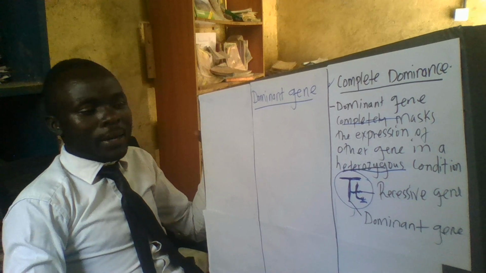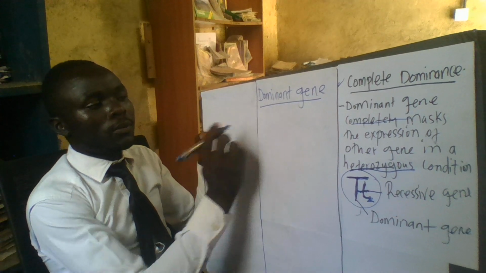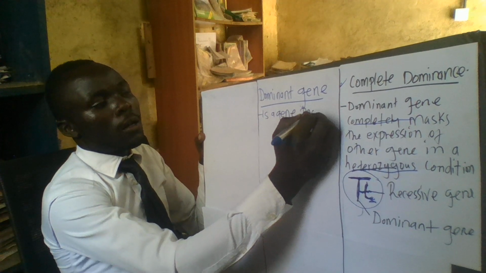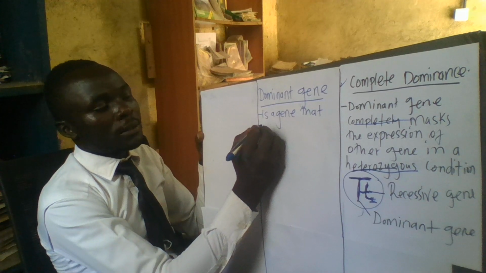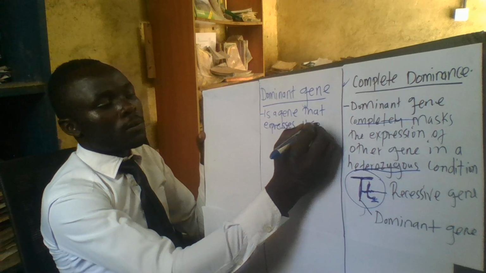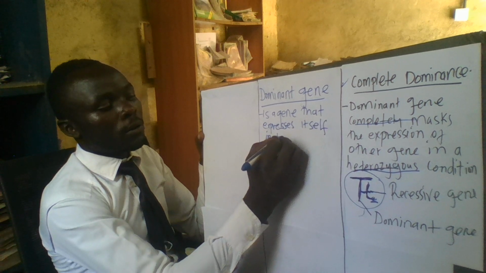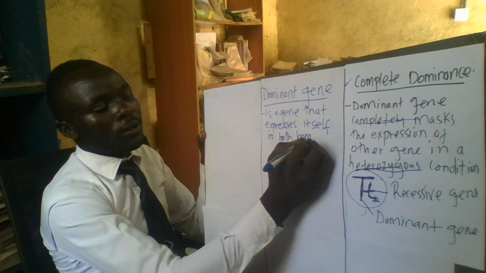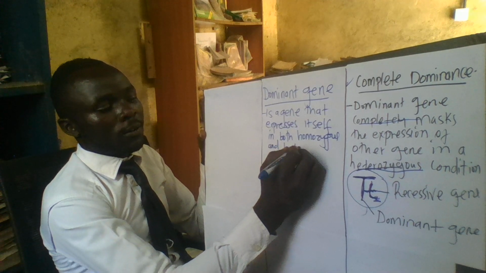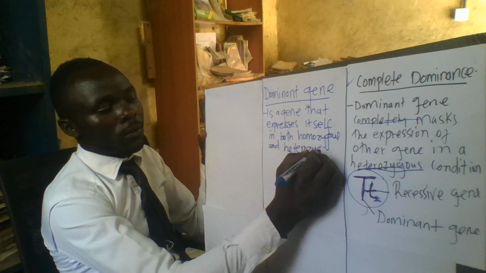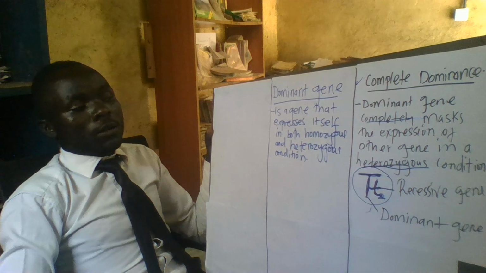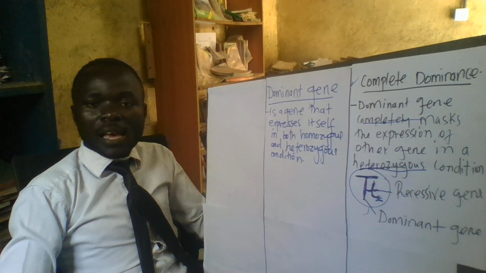This takes us now to what is a dominant gene. A dominant gene is a gene that expresses itself in both homozygous and heterozygous condition.